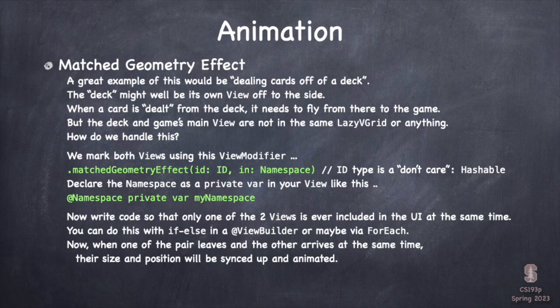And if you do that, then the view as it's disappearing will fly over to where the one that's appearing. Their geometries, their positions, and their sizes, by the way, will be matched. So even if your deck were small and your cards were big, the card would start out small on the deck, and then it would just get larger and fly over to the other one. It would match geometry. That's why it's called matchedGeometryEffect.